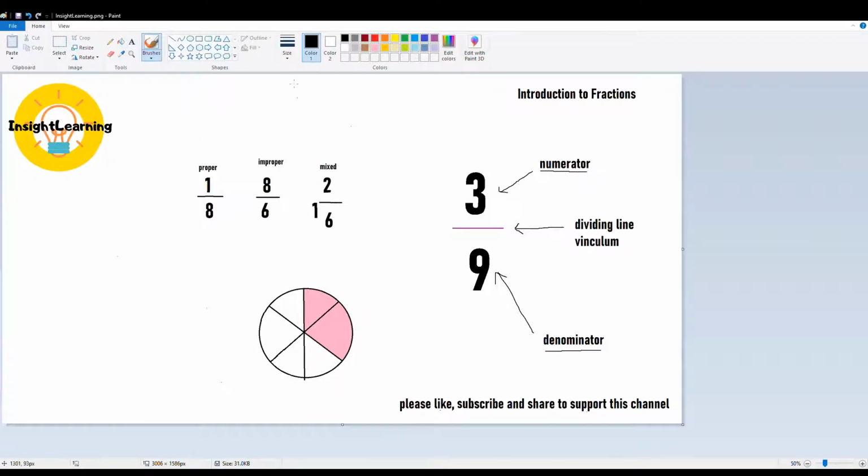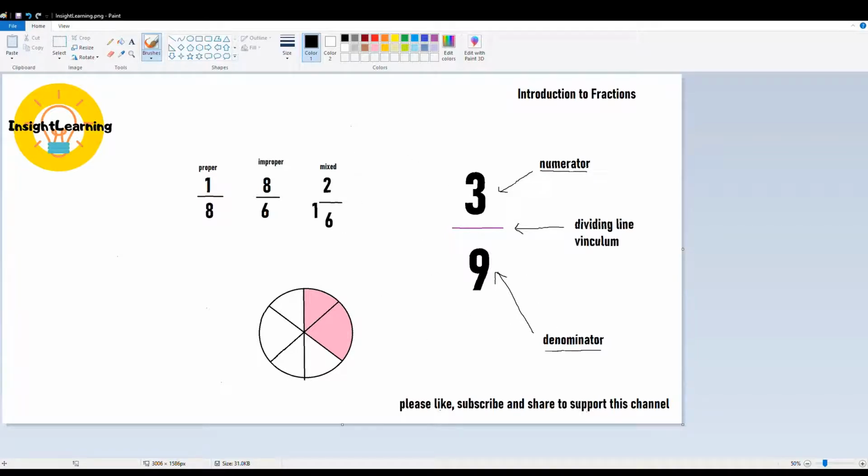First, let's look at the makeup of a fraction. We've got the numerator on the top, which is 3. We've got the denominator on the bottom, which is 9. And the line in the middle is called a dividing line, or the technical term, which you don't really need to know, is the vinculum. So this is how a typical fraction looks.